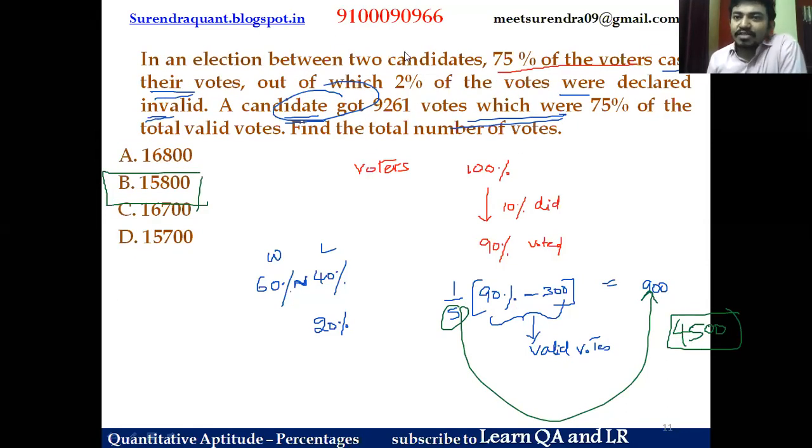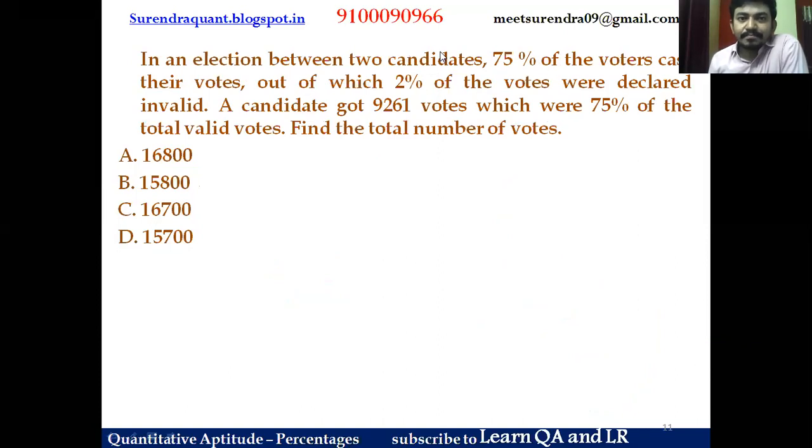Let us see one more such fantastic question, guys. In an election between two candidates, 75% of the voters cast their votes, out of which 2% of the votes were declared invalid. A candidate got 9,261 votes, which were 75% of the total valid votes. Find the number of votes.